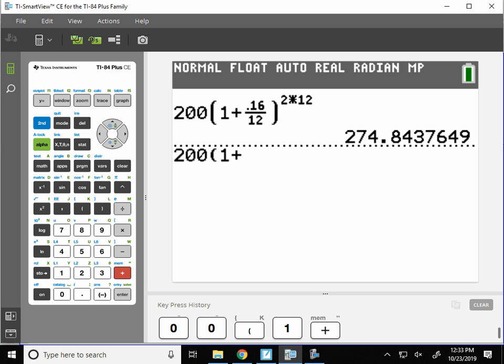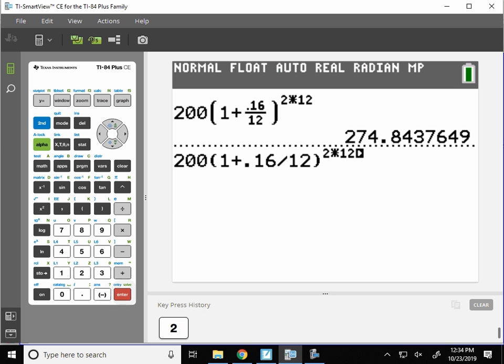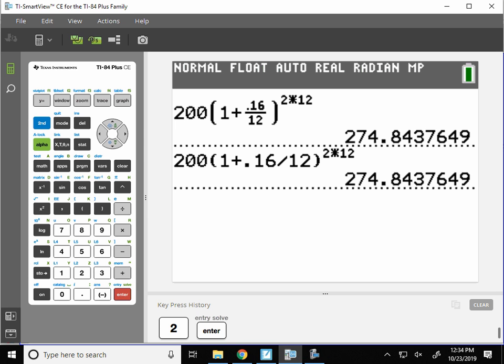so you don't have to do extra parentheses, Charlie. You can just type 0.16 divided by 12, just like that, to the 2 times. Now, I would put the exponent in parentheses, though. If it doesn't do it as a caret, I would do parentheses 2 times 12. But other than that, you'll get the same answer. Okay, so you don't have to do extra parentheses. All right, so you'll be owing $274.84.